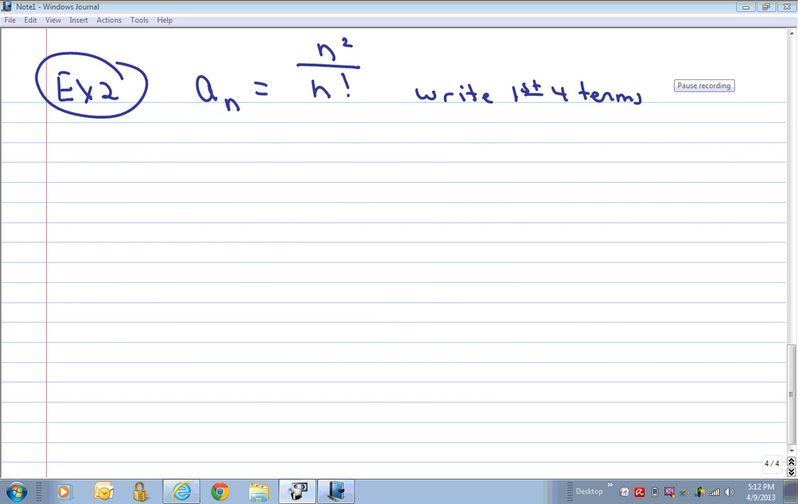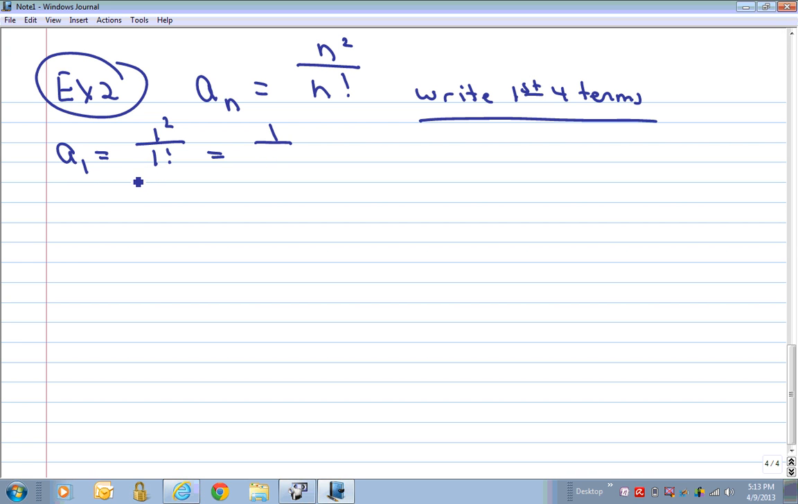Okay, well, let's take a look here at example 2. Here's our formula, and we're being asked here to write the first four terms. And again, we're going to use our factorial. So A sub 1 would be the first term, and we would plug a 1 in. So we would have 1 squared over 1 factorial. Well, 1 squared is 1. 1 factorial would be 1 times 1, so that would just be 1, and so 1 over 1 is 1, and that would be your answer.